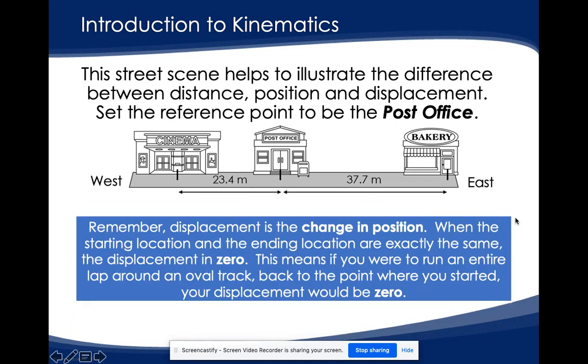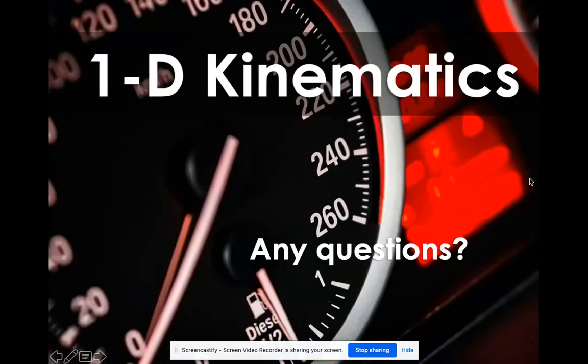Okay, so we just want to remember that displacement is your change in position. Okay, so when your starting position and your ending position are exactly the same, your displacement is 0. So if you walked in a circle around your room, your displacement is 0. That doesn't mean your distance is 0. You just are displaced 0 meters from where you began.